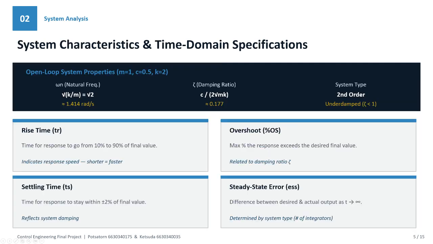Before implementing a controller, we must analyze the open-loop performance to identify the problems we need to fix. When we look at the open-loop step response of our system, the performance is quite poor. The system exhibits a very high overshoot, nearly 57%, and it takes a significantly long time to settle at the desired position. In the context of precision engineering or robotics, such high oscillation is unacceptable because it could lead to system wear or even instability.